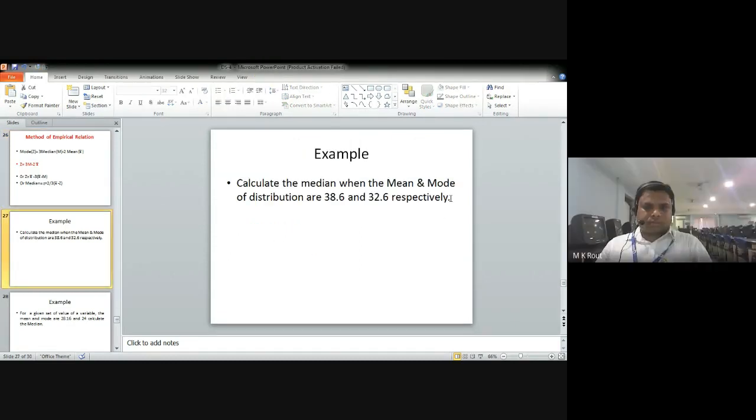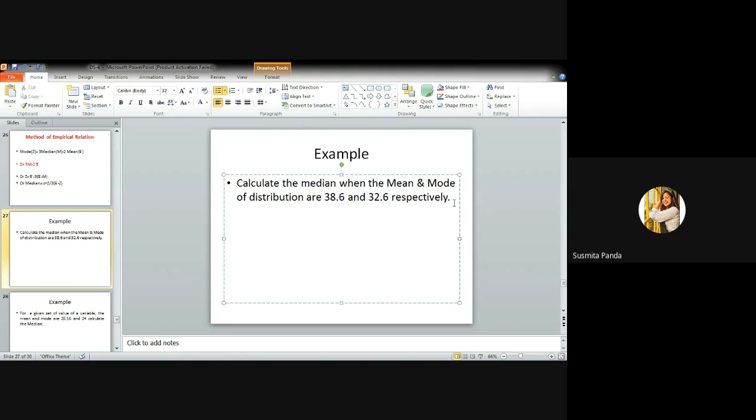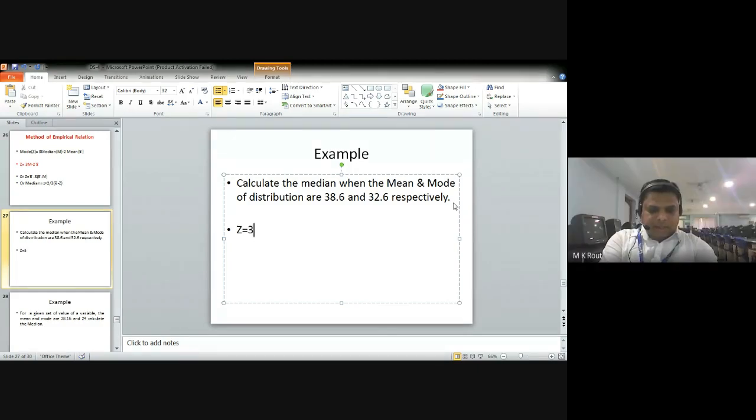Done, sir. What is your answer? 36.6. 36.6 is the right answer. Those who have not finished can check their answer. Sorry, that is not Z, that is median.